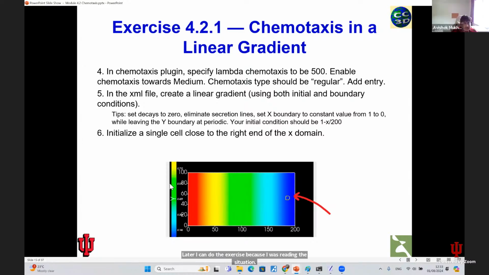Where to find the initial condition? The initial condition is your initializer, your blob initializer or uniform initializer in the XML, Kimberly.